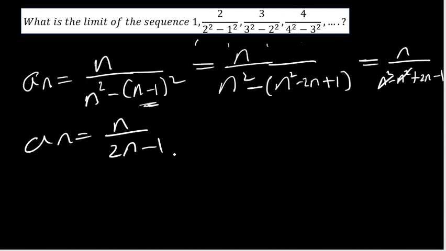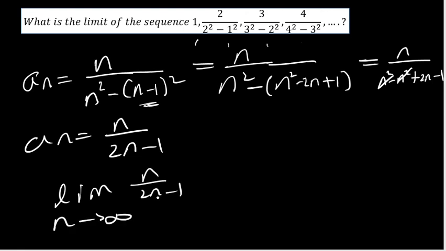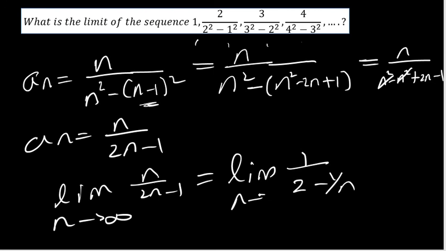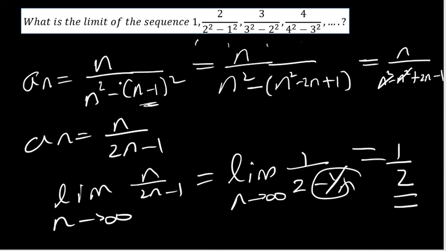Therefore, we are asked the limit. That means the limit of this sequence n over 2n minus 1 as n goes to infinity. The limit in general, we can divide each of them by n. So what will happen? When you divide by n, it will be 1 over 2 minus 1 over n, as n goes to infinity. As n goes to infinity, this is going to be 0. What is left? Just 1 over 2. So the limit of this sequence will be 1 over 2 as n goes to infinity.